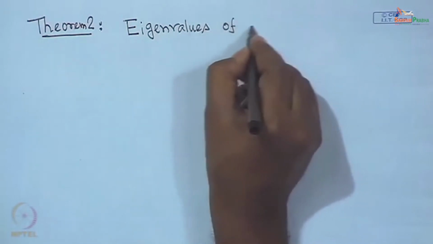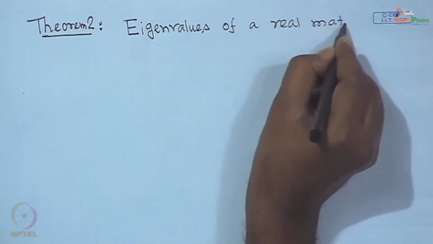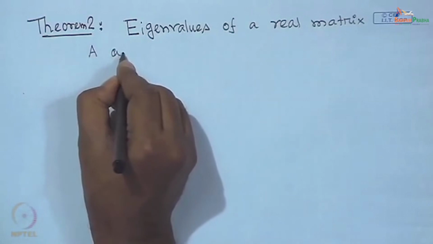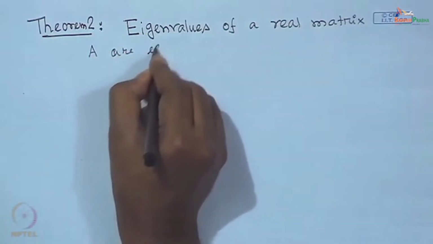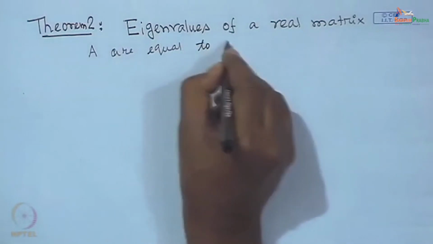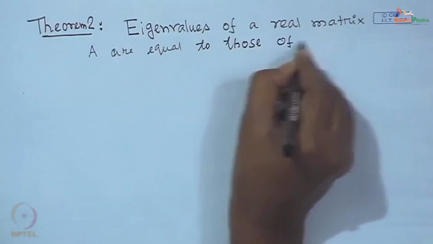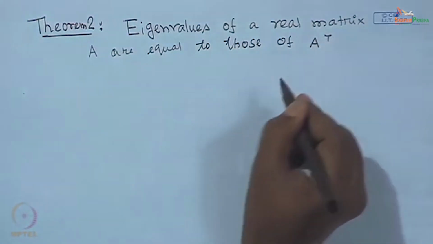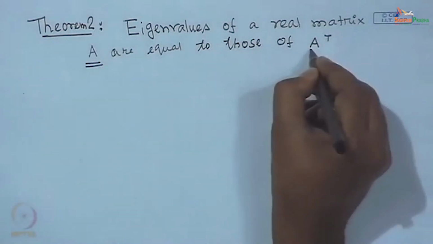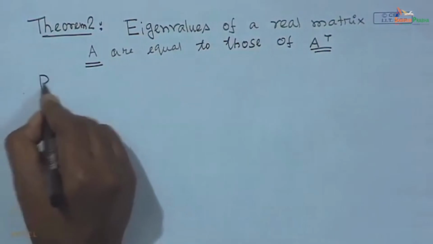Eigenvalues of a real matrix A are the same, identical, equal to those of A transpose. So, you have to prove that eigenvalues of A and eigenvalues of A transpose both are identical.